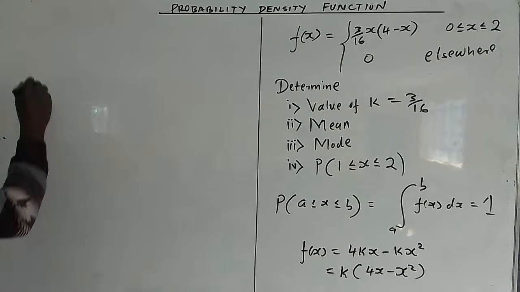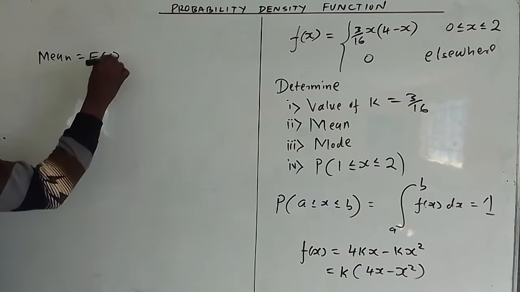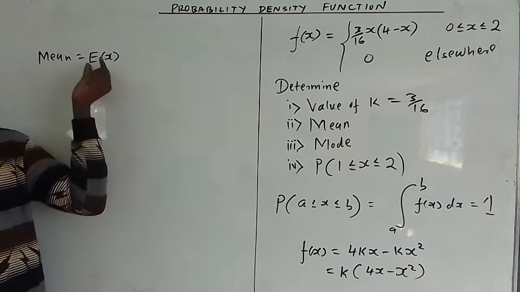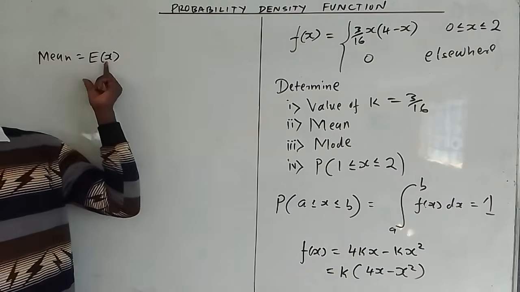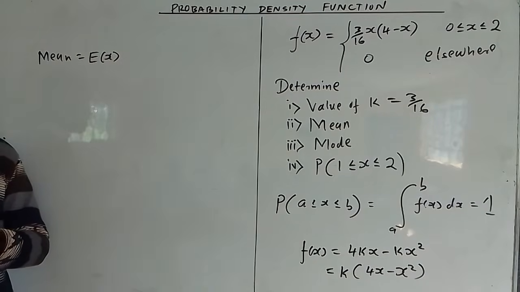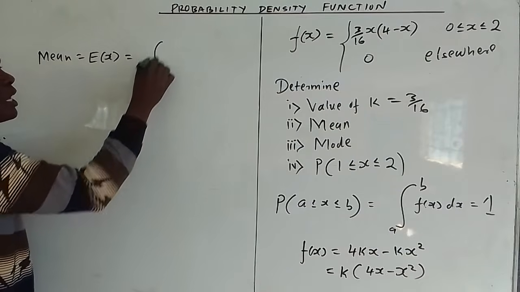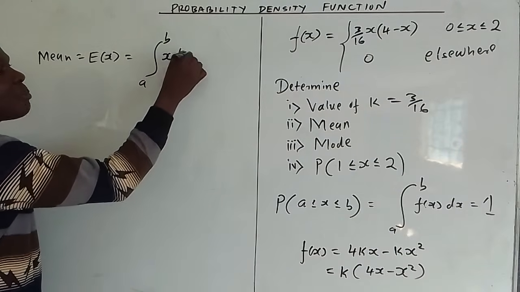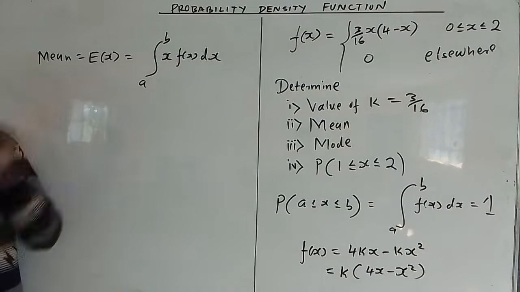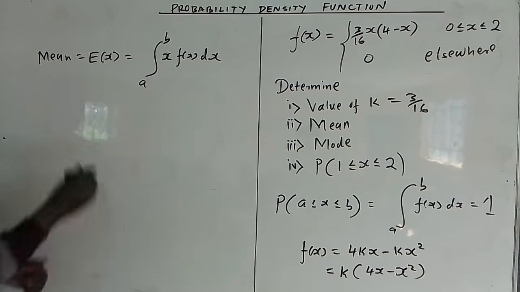So the mean, from the theory of expectation, is given as the expected value of x. That is the mean. The mean is the expected value of x. So you simply multiply the PDF with x. Are we together there? Yes. You multiply PDF with x, meaning we are going to integrate from a to b, x times the PDF dx. That is the way to get the mean. It is x times the PDF.